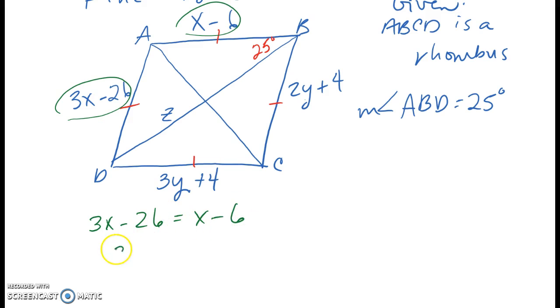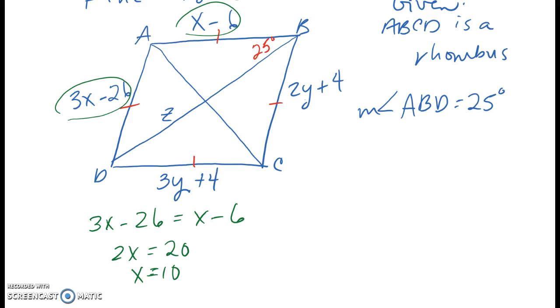So let me subtract x from both sides, and let me add the 26 to both sides. And I am getting, am I getting that? Yes. So I am getting that 2x is 20, so x must be 10. Excellent. So now, what do I do now? Okay, so that's x. Now let's find y.